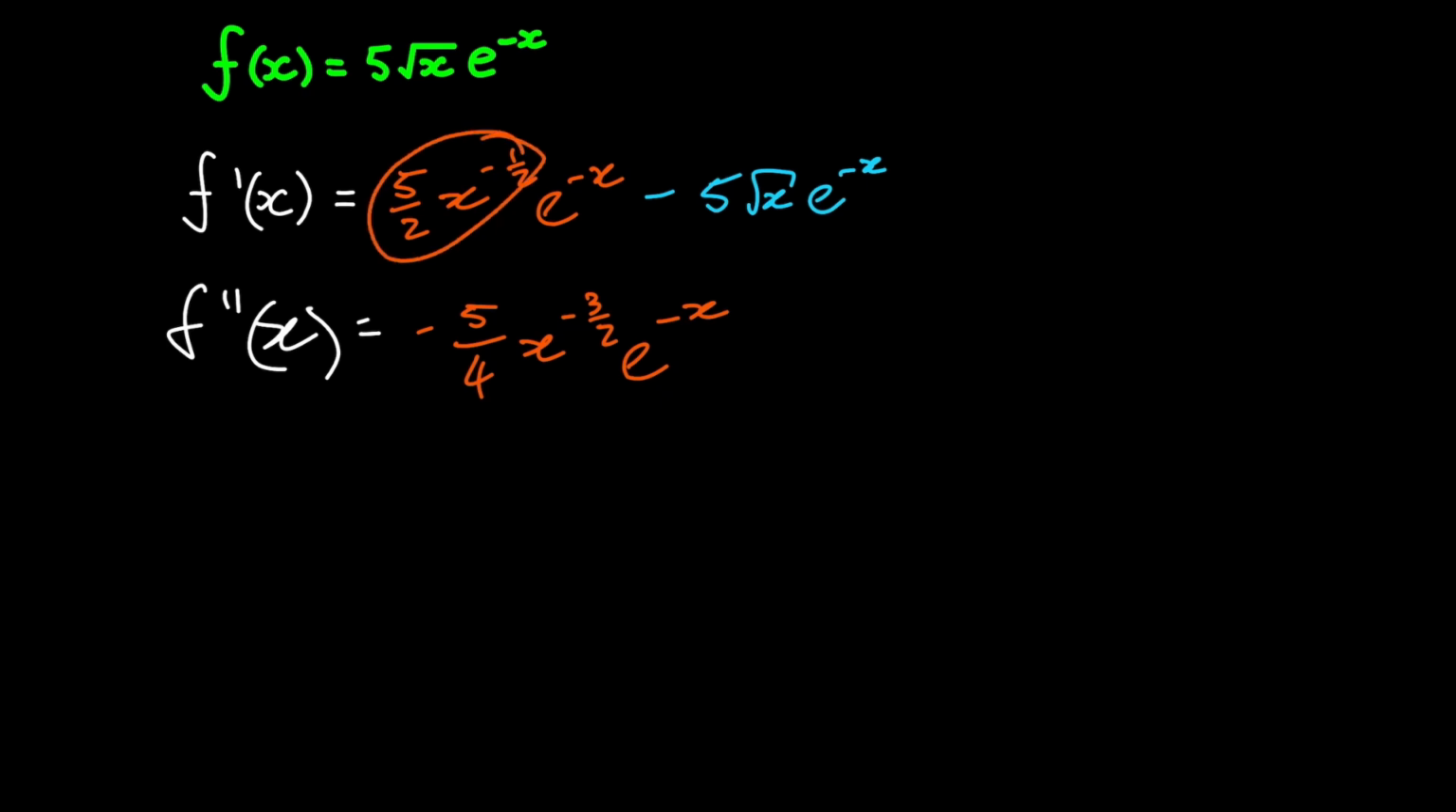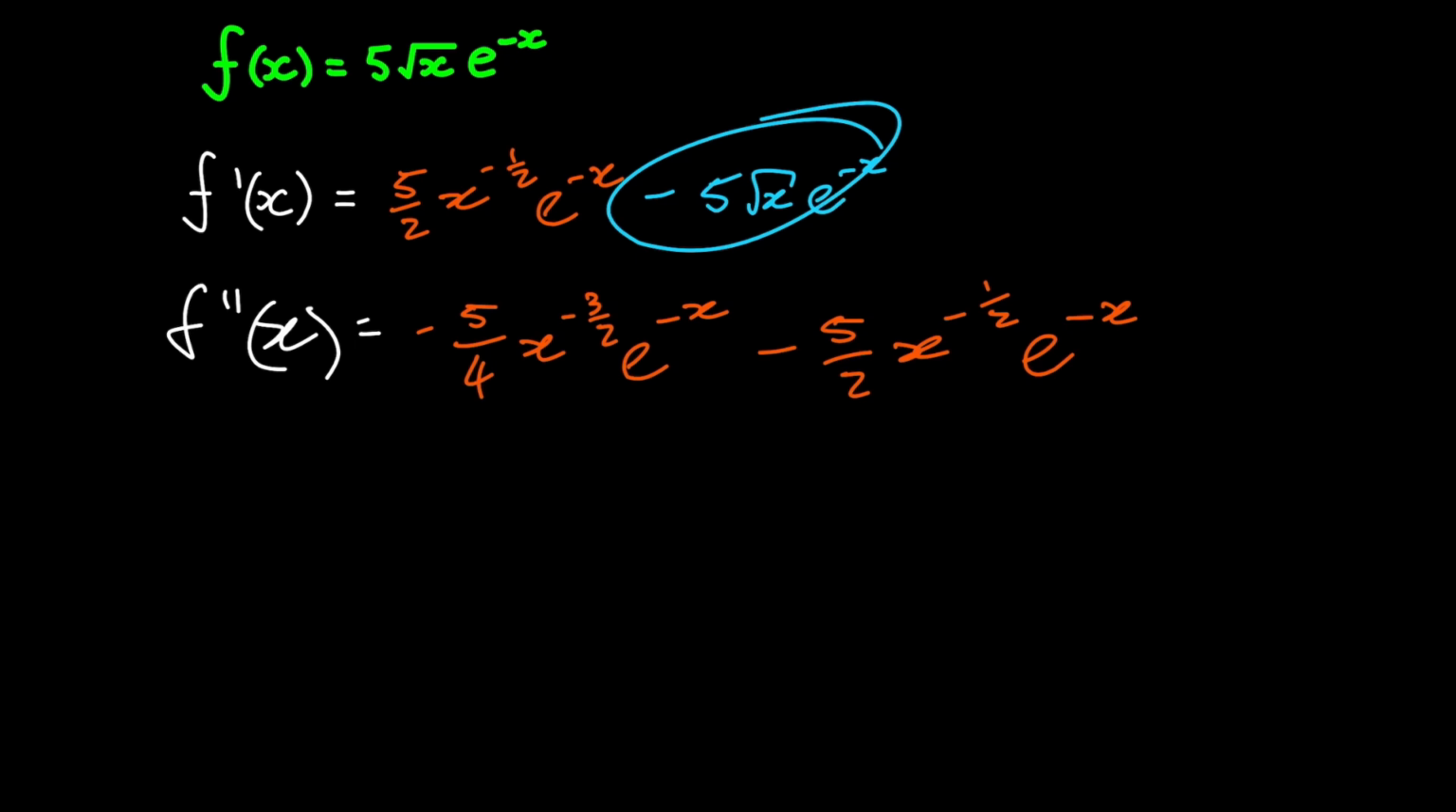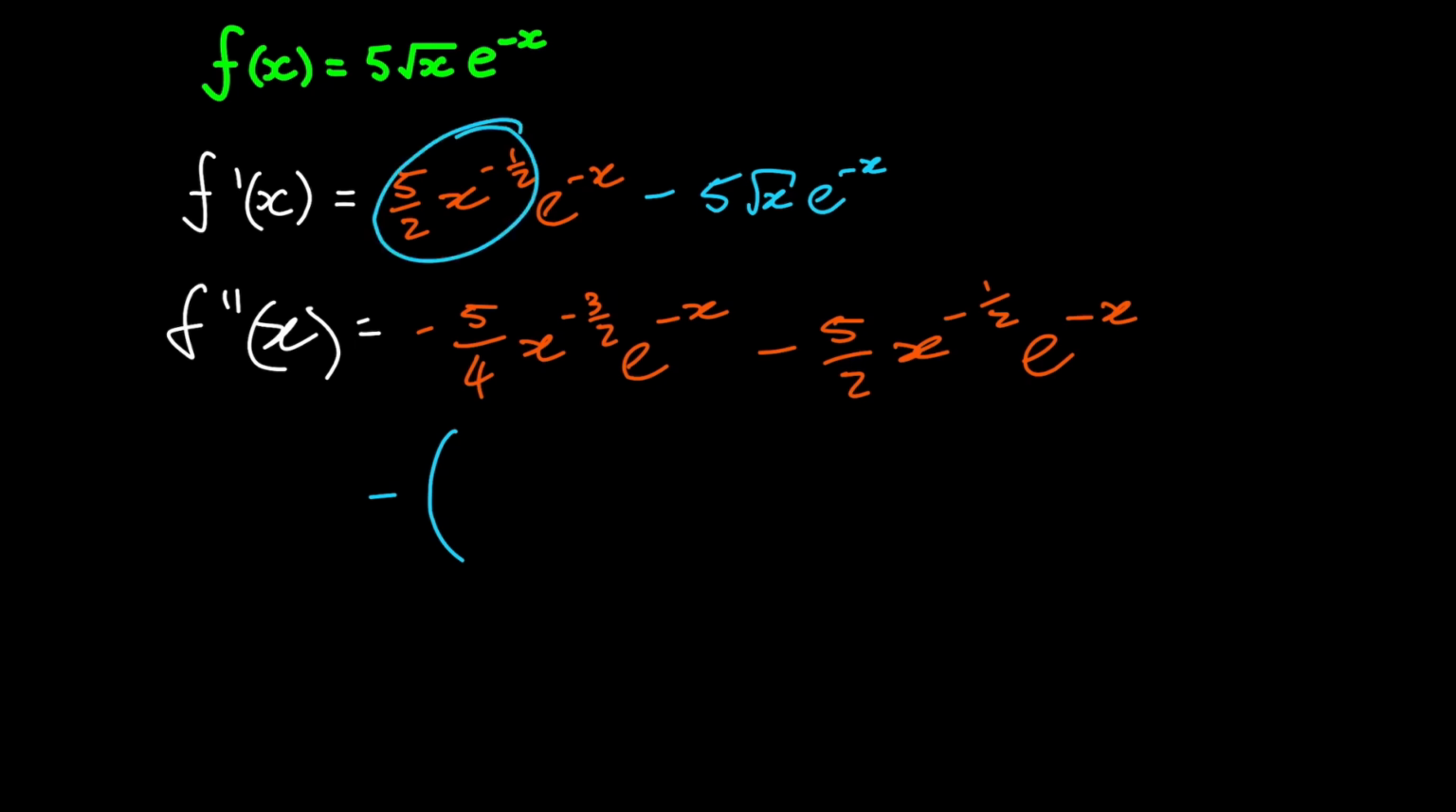Now we leave this term, so we have plus 5 over 2 x to the power of negative 1 over 2, and we derive this term. So the derivative of e to the negative x, as we've already done, is negative e to the negative x, which makes this sign a negative. All right, now we'll do the product rule for differentiation for the second term. So we have this negative that we're going to need to distribute into the brackets. So first we do the derivative of 5 times the square root of x, and we did that over here. We know it to be 5 over 2 x to the negative 1 over 2, and then we leave that term times e to the negative x.